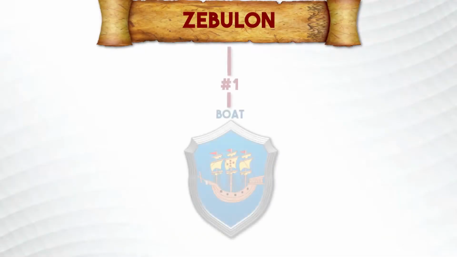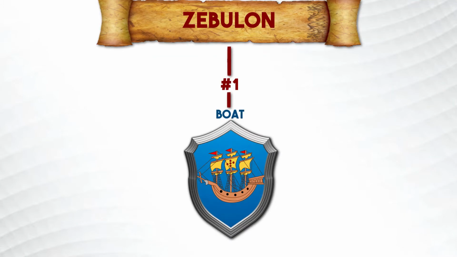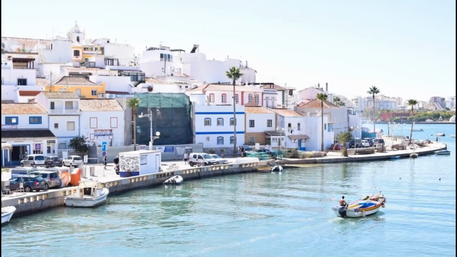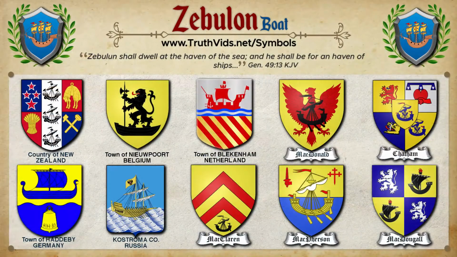Zebulon also just had one symbol, and that being the boat or ship. This is once again from Jacob's prophecy that Zebulon would dwell at the haven of the sea. In other words, they would typically be seafarers with plenty of ports and harbours, so the boat symbol was very appropriate. The symbol, you could argue, is just what any fishing village you'd expect them to have, but again we got lions, eagles, all entwined. It appears on the New Zealand, most notably, coat of arms.